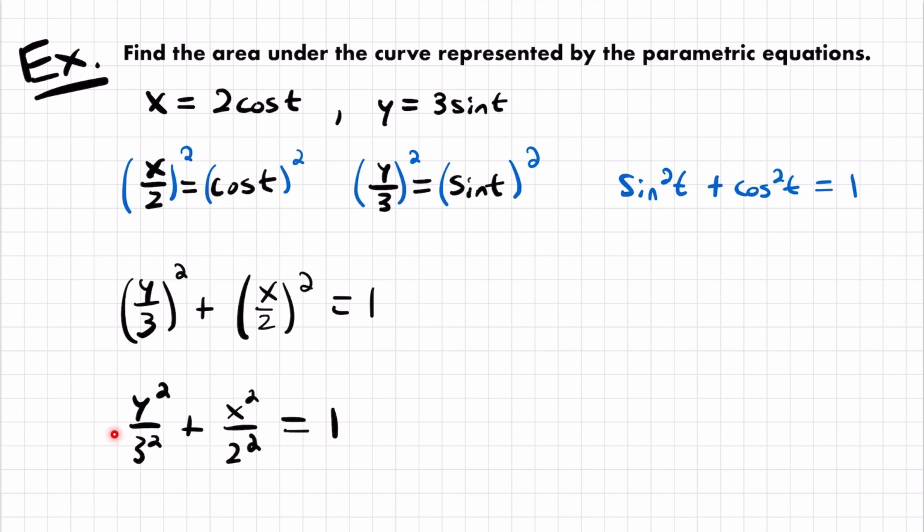And this right here is the equation of an ellipse, right? When you have y squared divided by some value squared, and then you're adding it to x squared divided by some other value squared, and that's equal to 1, that is the equation of an ellipse. If y squared and x squared were both being divided by the same value squared, right? If both of them were 3 squared or if both of them were 2 squared, then we would have a circle, but in this case we have an ellipse.